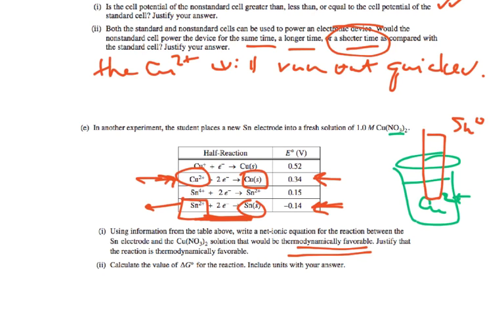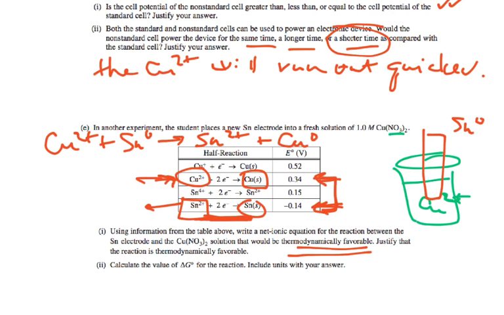So let's write that equation. We're going to say copper ions plus tin metal turns into tin ions and copper metal. And if I do that, I'm going to combine these two.